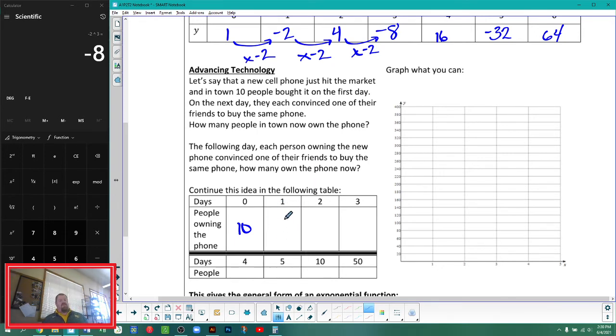If each one of the 10 original people who owned it convinced one of their friends, now there's 20. If after this day, those 20 people each convinced another one of their friends, for the original 10 they've convinced another friend, but here we have the 20 people, and they each convince one friend, and we get 40. On day 3, we get 80. After 4 days, it's 160, then 320, and then how many people after 10 days?